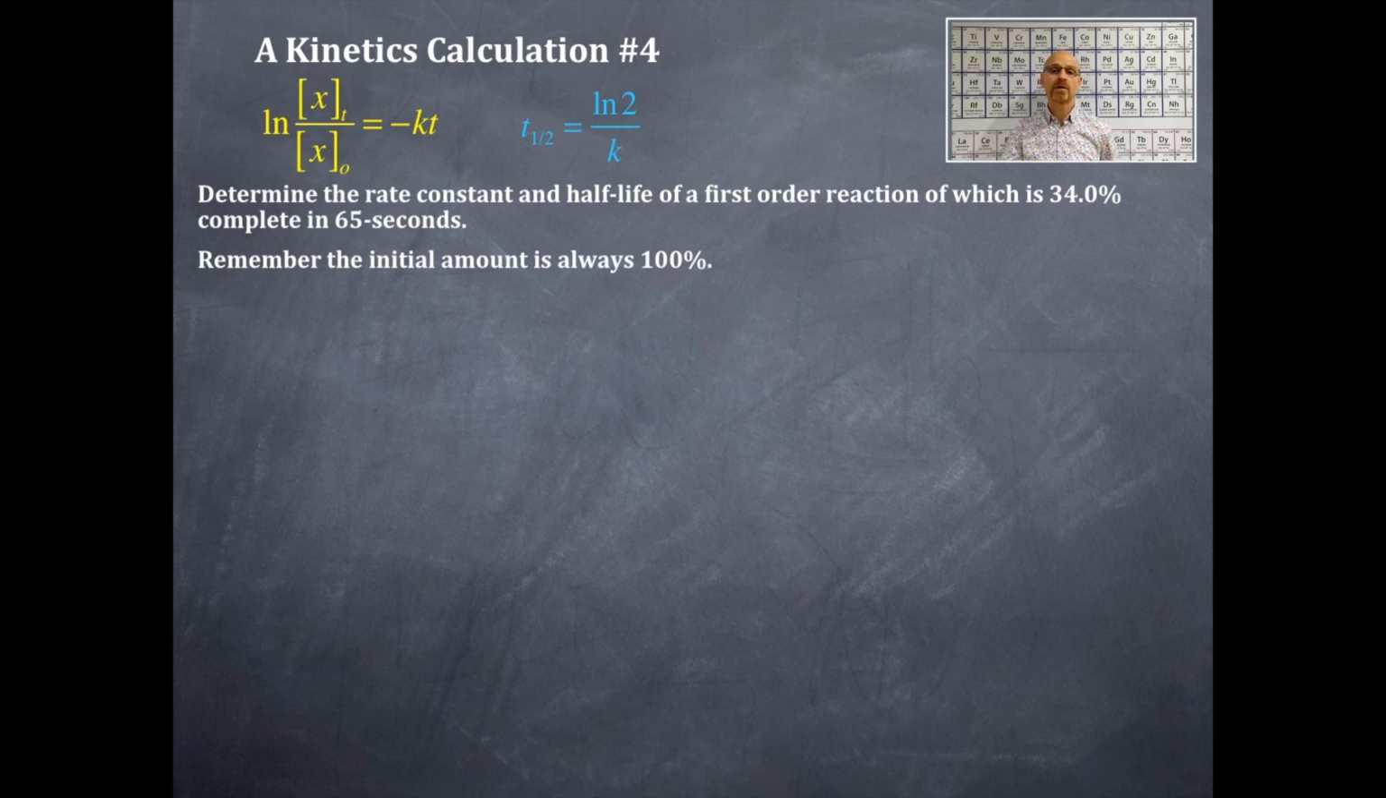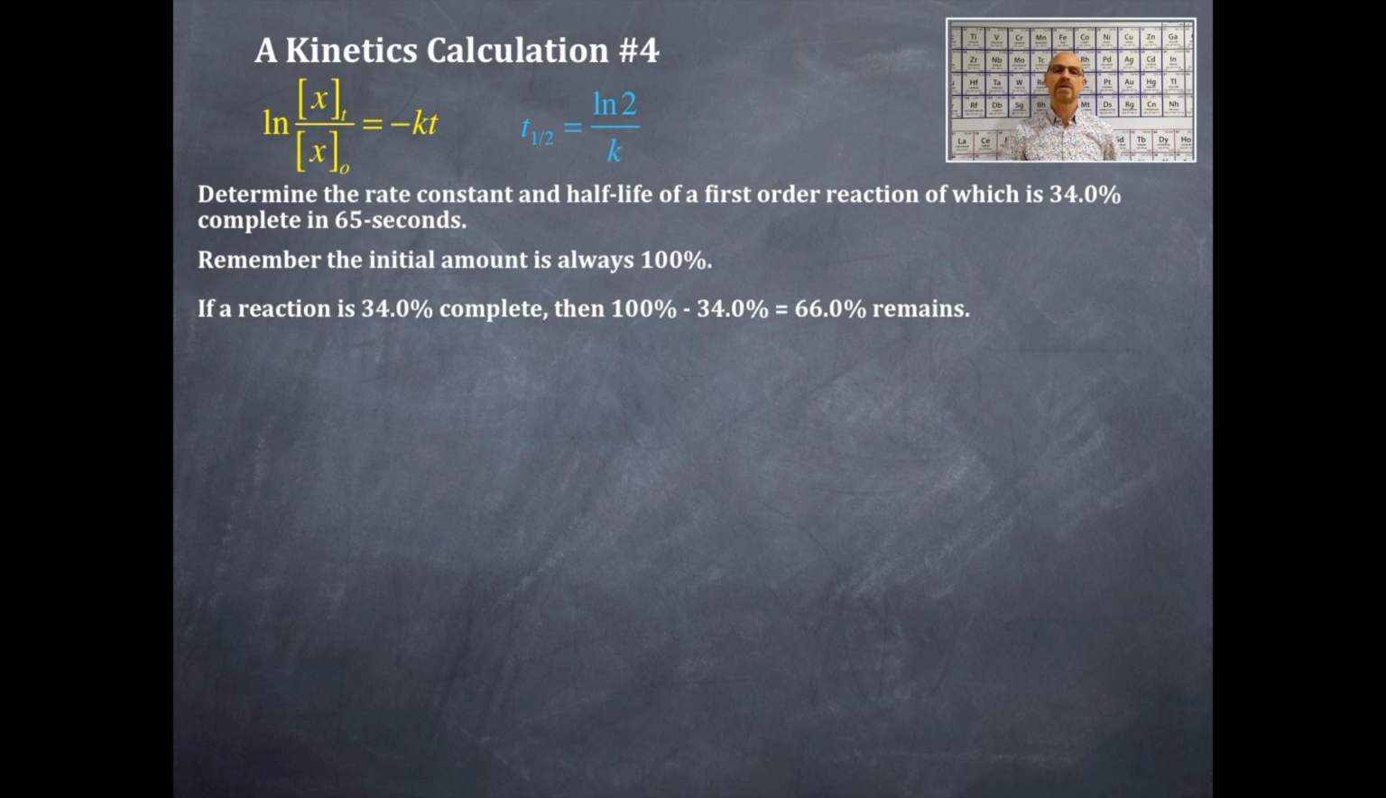So you need to figure out how much remains after 34% is complete. So here's the math on this. If a reaction is 34% complete, then 100 minus the 34 is equal to 66% remains. Hopefully that makes sense for you.